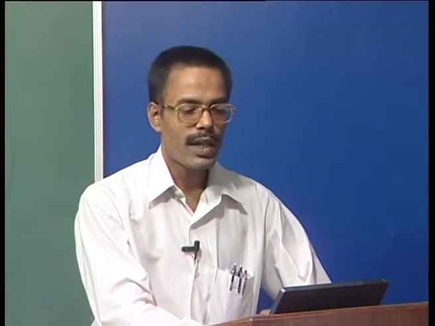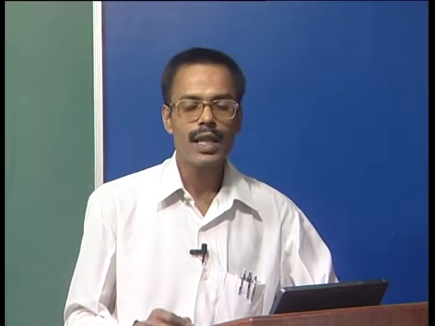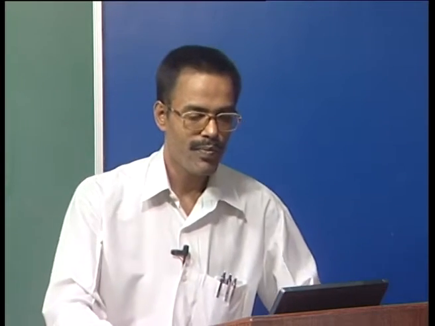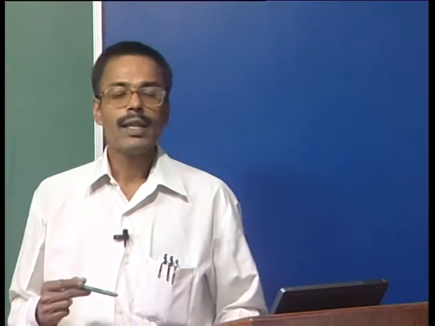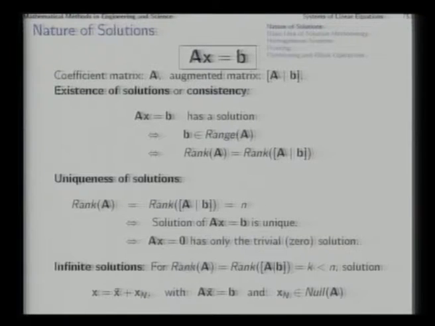When it happens that this rank and this rank are same, but not equal to n, but somewhat less, then the solution will exist, but it will not be unique. In that case, we will have infinite solutions for the system. And then we need to characterize those infinite solutions. How do we characterize that? Suppose in a situation rank of A and rank of the augmented matrix is same and is equal to k, that is less than n.